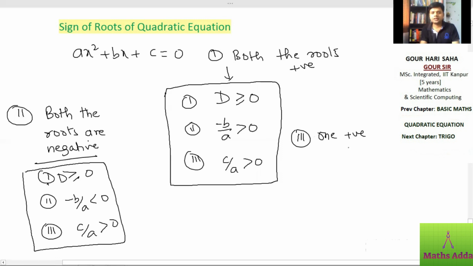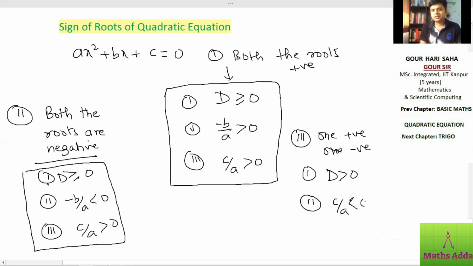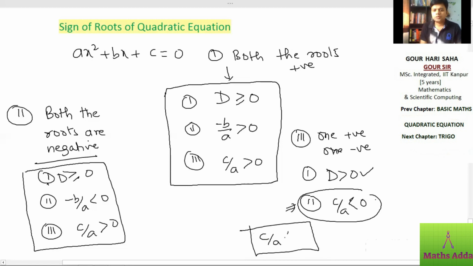Third situation is one root positive and one root negative. What is the condition? D should first be greater than 0, right? And what can we say about the sum of roots? We cannot say anything. What can we say about c by a, that is the product of roots? C by a should be less than 0. But when c by a is less than 0, D is always positive. You try it. So if I just fix this one, D will automatically be positive. This means the condition is only one thing, that c by a should be less than 0.